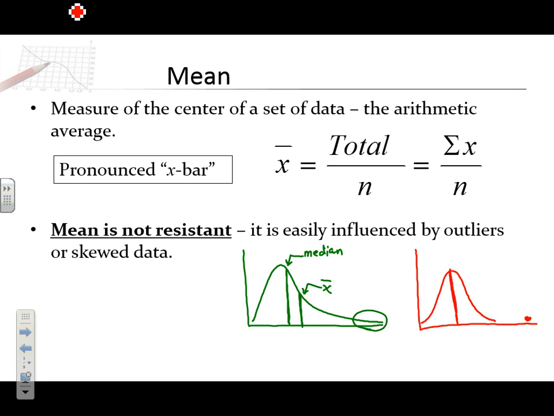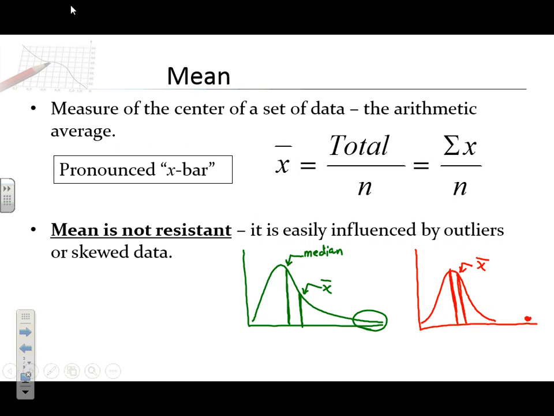Towards the outlier, right? So if the median is sitting right at the peak, like we would like it to be, the mean is going to be pulled towards that outlier. So outliers pull the mean in that direction. So mean is a non-resistant measure.